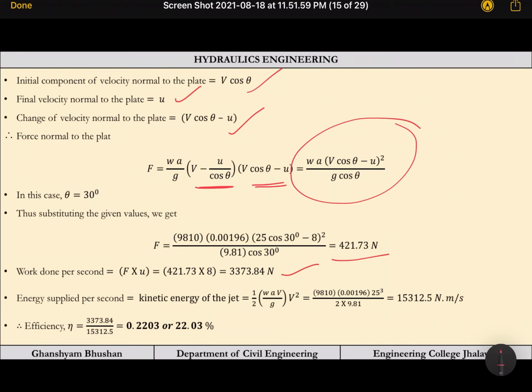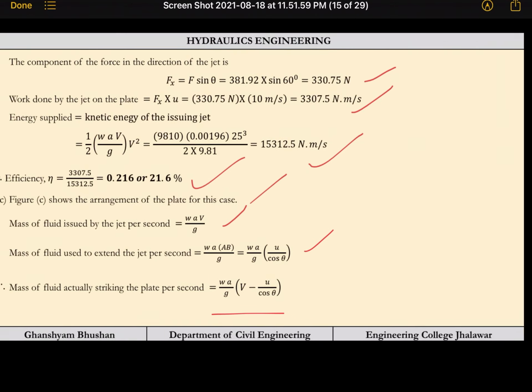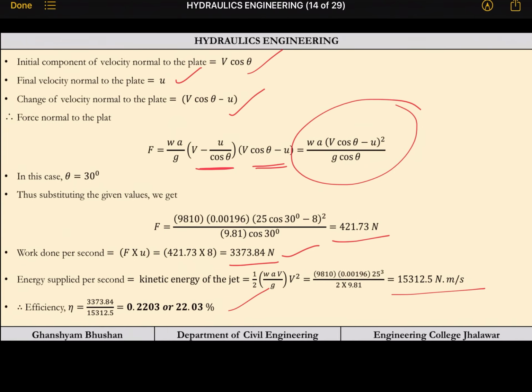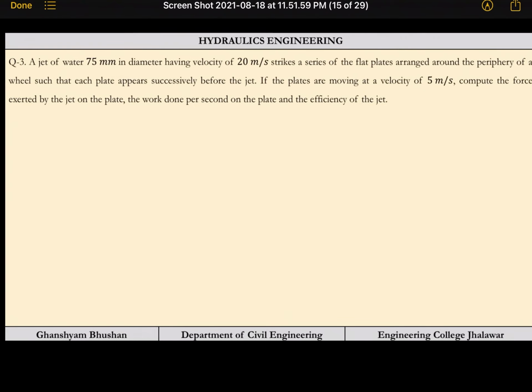Work done, just multiply this with 8 meter per second, that is the U velocity. So this is the output. Input is already calculated in a previous case. So it is 15,312.5. Take the ratio, you will get 22.03. So the efficiency has been increased by a very little extent.